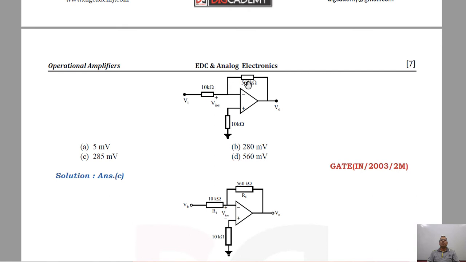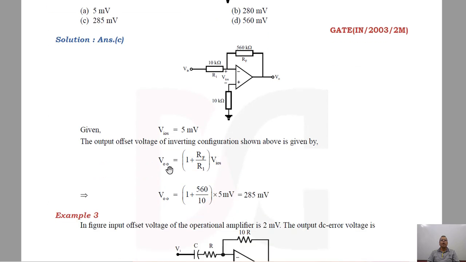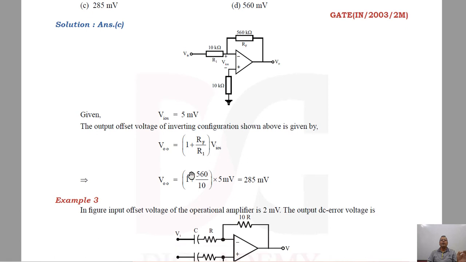So what is the output offset voltage for this circuit? I have shown you the formula. The output offset voltage of the inverting amplifier is given by 1 plus RF by R1, with RF this and R1 this, into the input offset voltage. So this is given to you. This is a very simple example based on that simple formula. So we could find the output offset voltage.